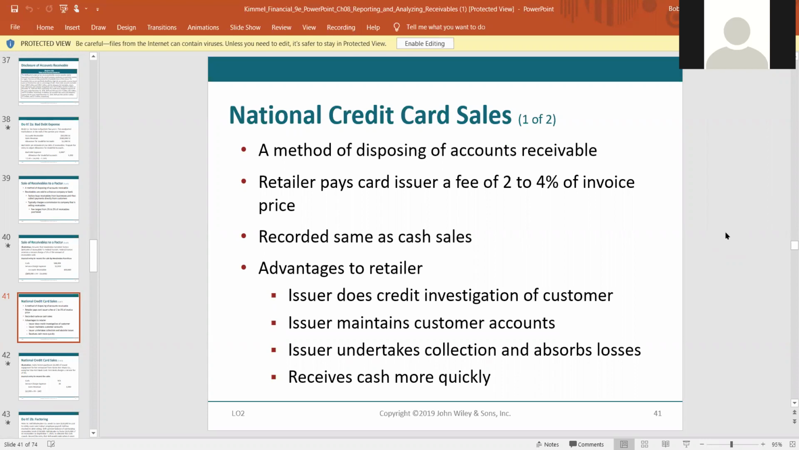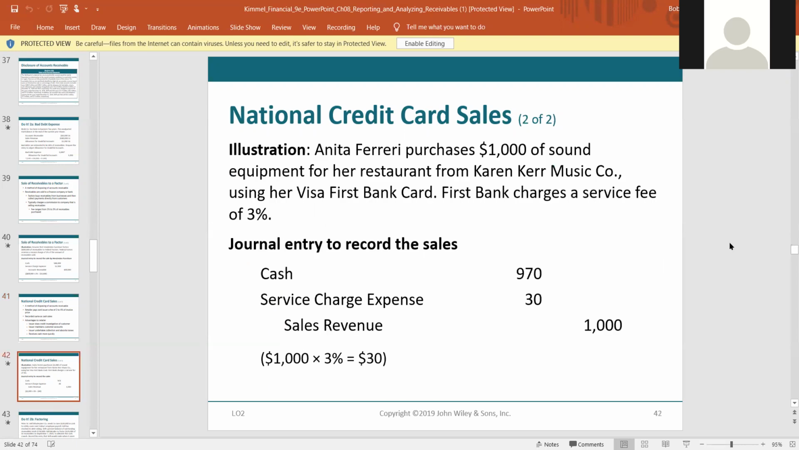And obviously, credit cards have a lot of advantages. You don't have to worry about investigating the customer. It opens up your market to everybody who has a credit card, and you get your cash right away.